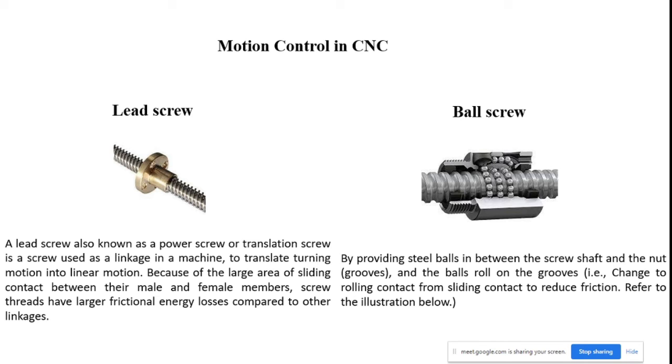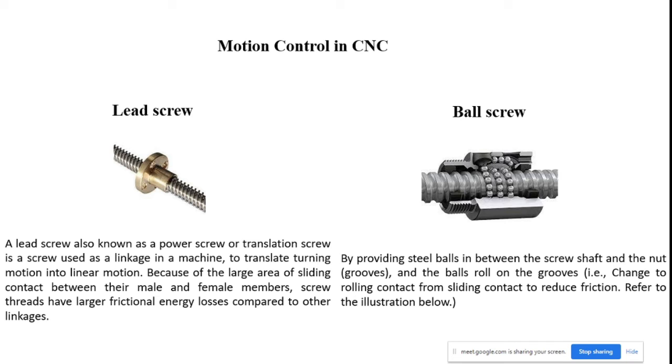For that reason, the CNC machine utilizes the ball screw. Here you can see the balls placed in the thread root gaps. How can we achieve smooth movement from this? By providing steel balls between the screw shaft and the grooves, the balls roll on the grooves. This changes sliding contact to rolling contact, which reduces the friction.